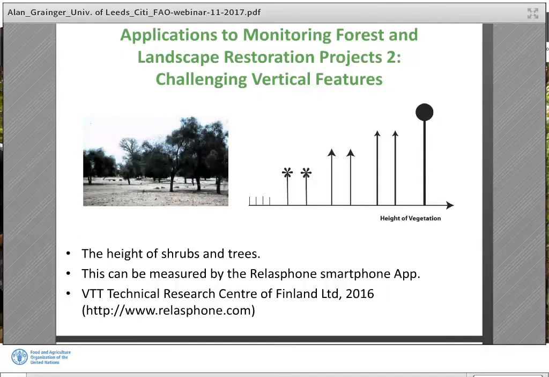Subjects with important vertical features, such as the height of a tree. These can be measured using sensors and software on smartphones, for example, the Relosphone software app. Measuring changes in tree height is important in forest restoration projects.